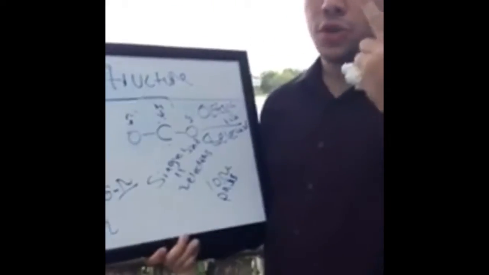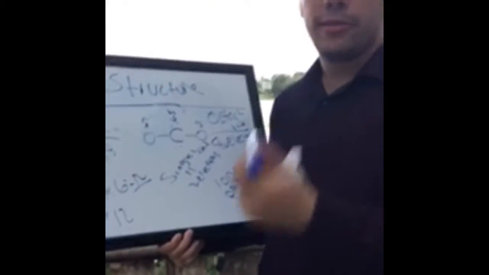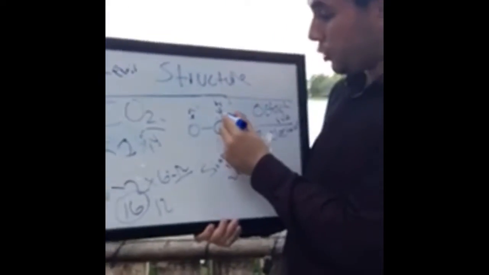Lone pairs. What are lone pairs? Lone pairs are a set of 2 electrons, like you saw on the dots, not connected. Not a single bond, not a double bond, triple bond. It's just a set of 2 electrons.